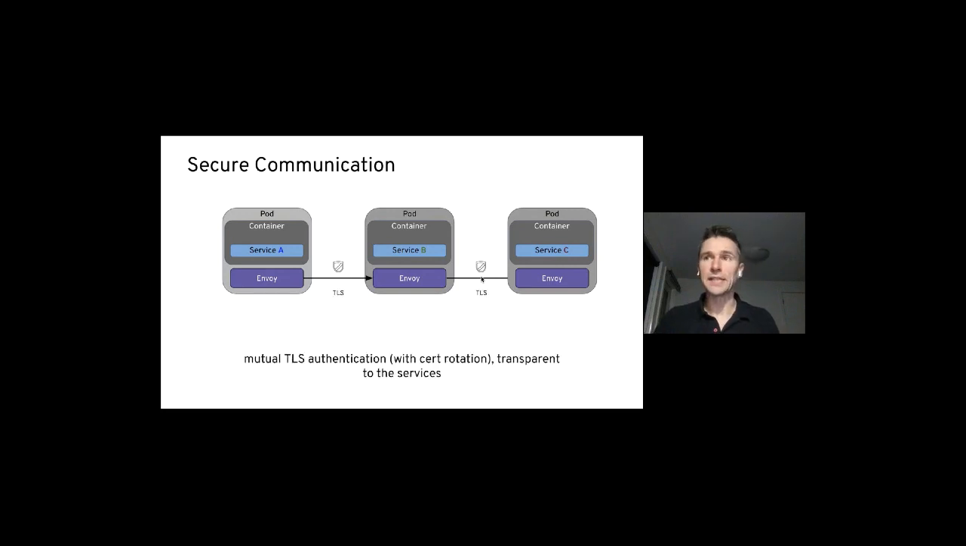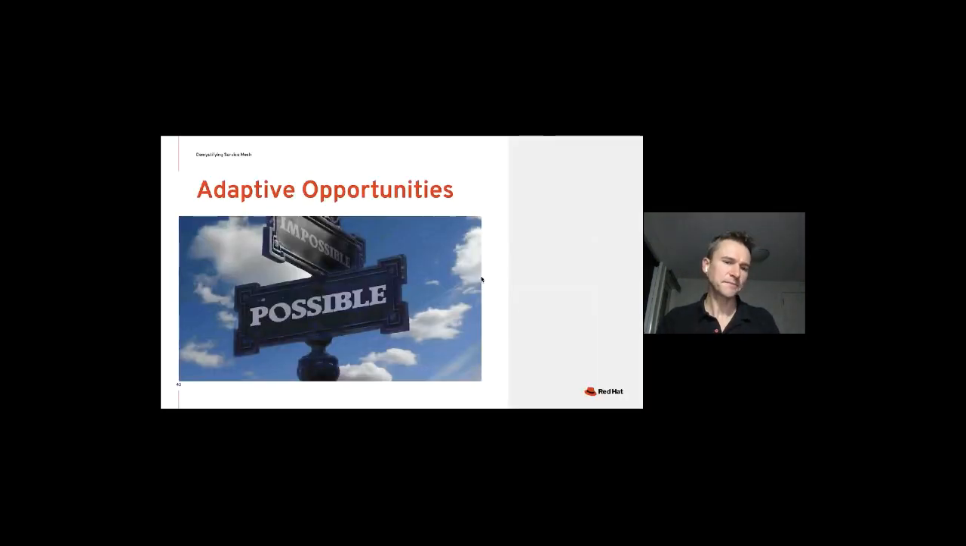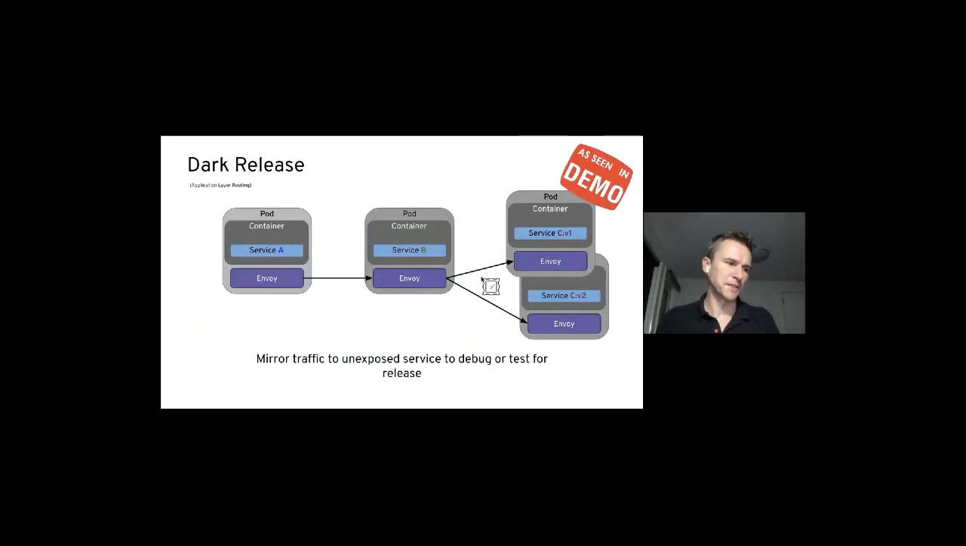And also the mutual TLS is a big deal. That's one of the things that we see with people using service mesh in anger. The ability to set up mutual TLS between services is one place where Istio really shines. Back to the question of why should I use Istio over other service meshes? This plus the certificate rotation, from what I hear from people on the ground, is a huge selling point that sometimes gets overlooked. And I will overlook it because I don't have time to show it to you in this demo. And then the adaptive opportunities, which leads us to our last bits of the demo, a dark release.